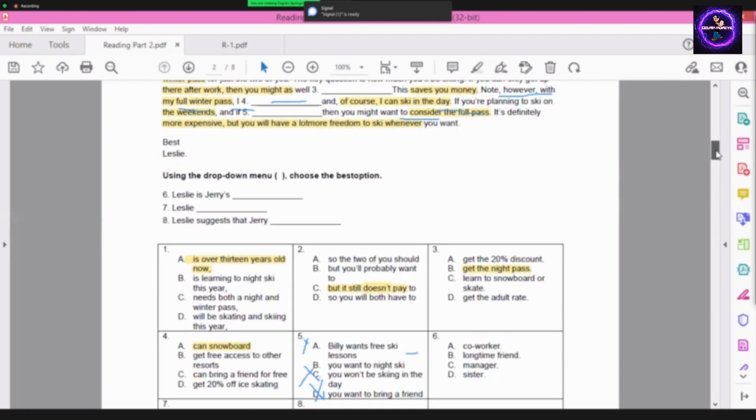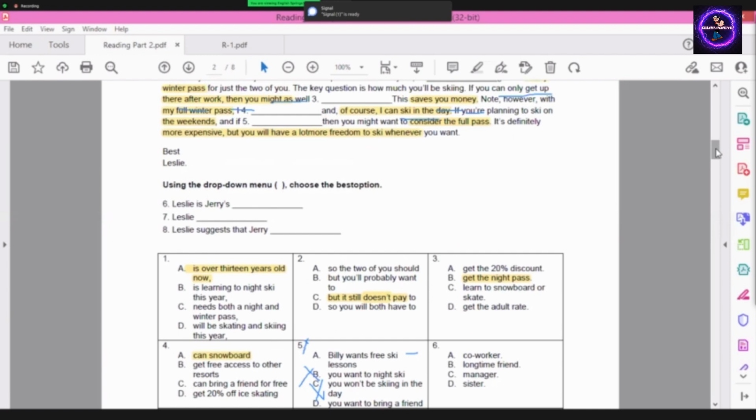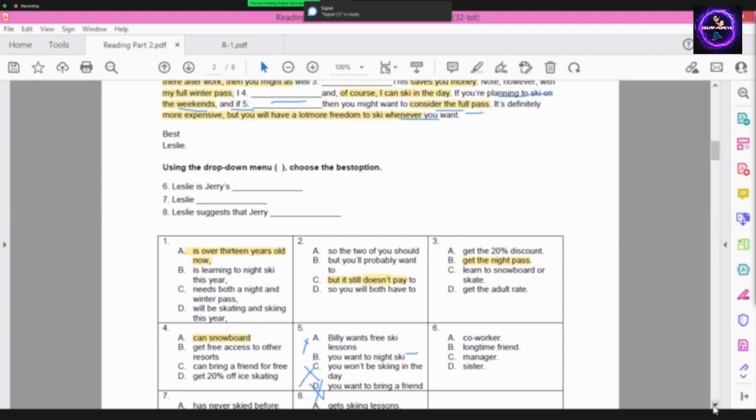So think about why he's suggesting a full winter pass. The options tell us a lot. If he wants to go for night ski, then he will suggest the night pass. Then why will he suggest a full winter pass? If he is not skiing in the day, why will he suggest a winter pass? He will suggest the night pass. D is out because the winter pass does not allow you to bring a friend. What comes out clear is that A is the answer. Although we didn't find this answer directly, this is the only answer which is correct.